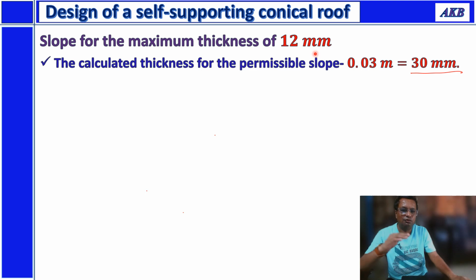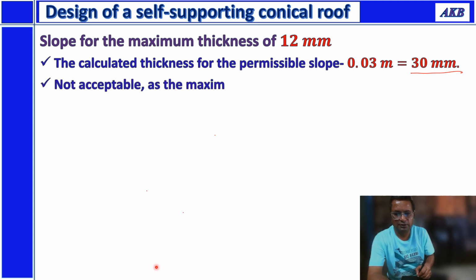Now what we will do, for this particular maximum thickness, let us say that we will be using the maximum permitted thickness, 12 mm. So now we will calculate what the slope will be for this thickness, and if the slope comes within the permissible limit, we are going to go with a thickness of 12 mm. For now we cannot use a thickness of 30 mm. That will be quite a big thickness, so it is not acceptable, as the maximum thickness is 12 mm.